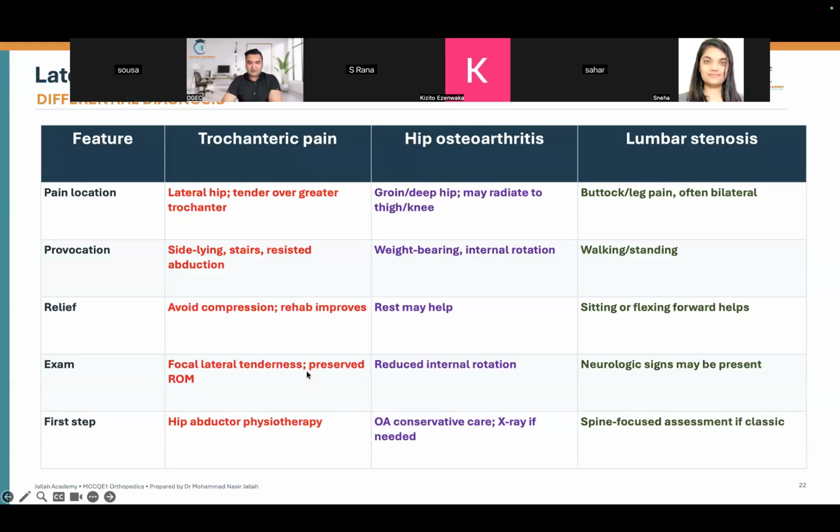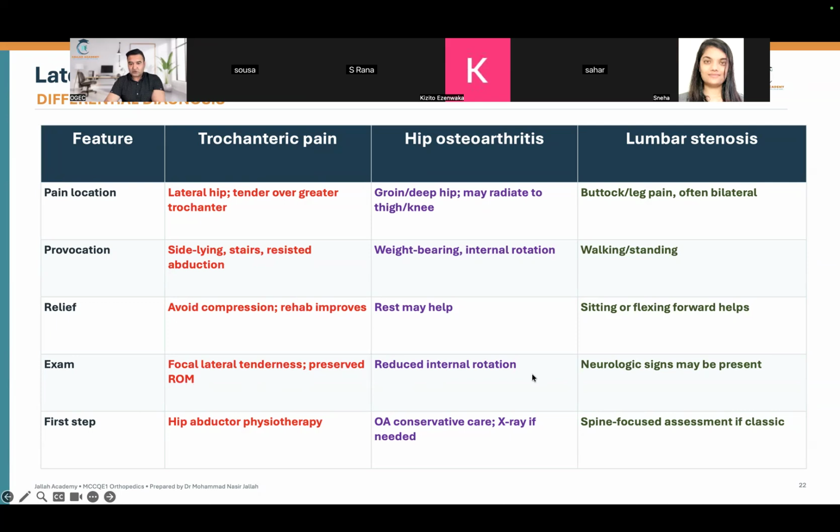Exam: focal lateral tenderness, preserved range of motion, reduced internal rotation. Again, internal rotation in osteoarthritis is limited. That should give you a clue that you might be dealing with osteoarthritis. Neurological signs may be present, but usually they are not. If present, obviously you have to do the surgery. First step: hip abductor physiotherapy. For this one, conservative management, X-ray if needed. Spine-focused assessment if classic.